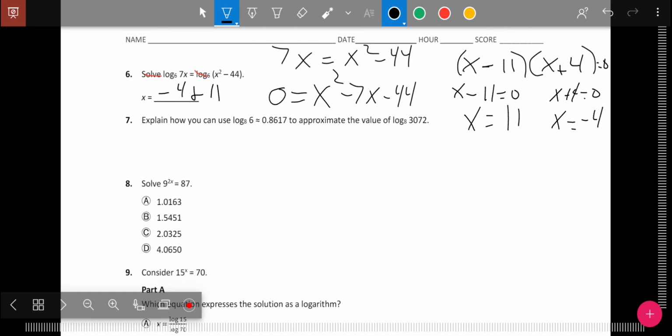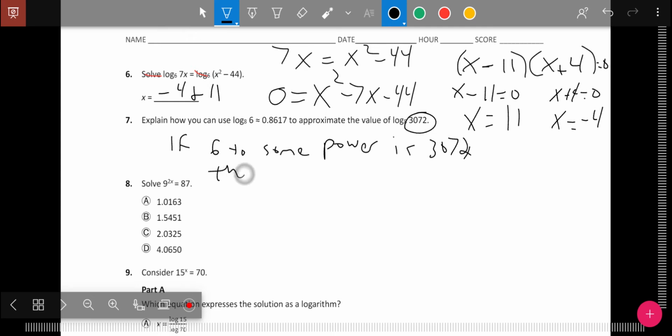Number 7, we don't have one on the test like 7, but I did want you to think it through. And so if you could determine 6 to some power, or exponent, makes 3072, yeah, then you could approximate a value.